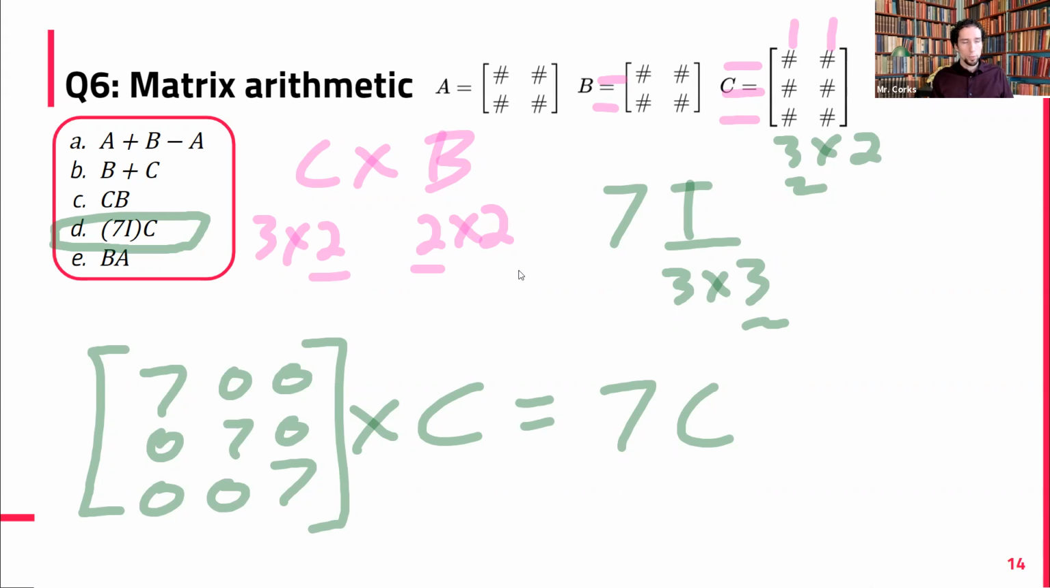Okay, so those were the matrix arithmetic questions. Does anyone have questions about this?